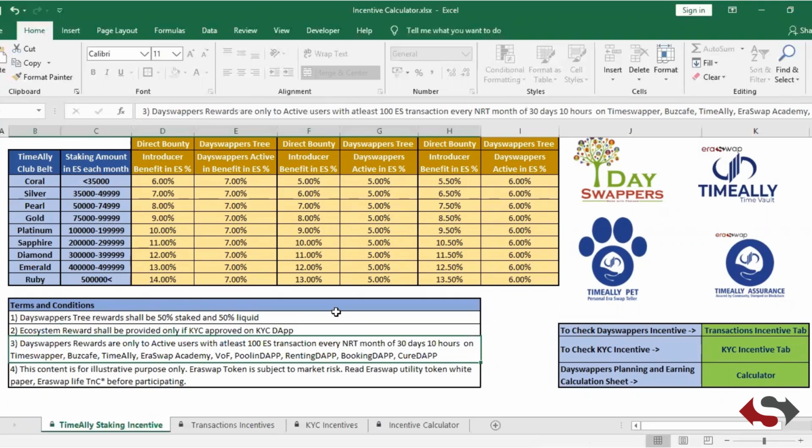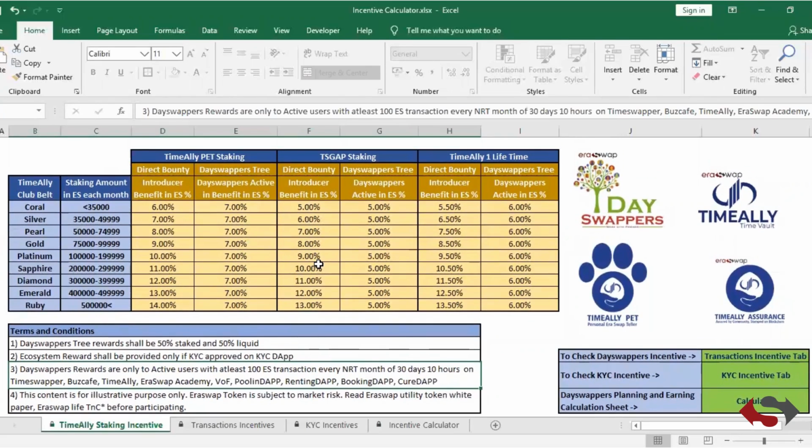Day swapper rewards are only for active users with at least 100 errors of transaction every NRT month of 30 days 10 hours. So on TimeSwappers, Bus Cafe, Time Academy, Walk, during that period, you need to at least become active with a transaction of 100 error swap. It can be on any of these platforms. Also, you can even do it by having a staking on any of these platforms. So kindly make yourself active if you want this day swapper tree reward. Remember, this 5%, 6%, 7% will be only provided if you're active, and that also in 50% liquid and 50% stake.